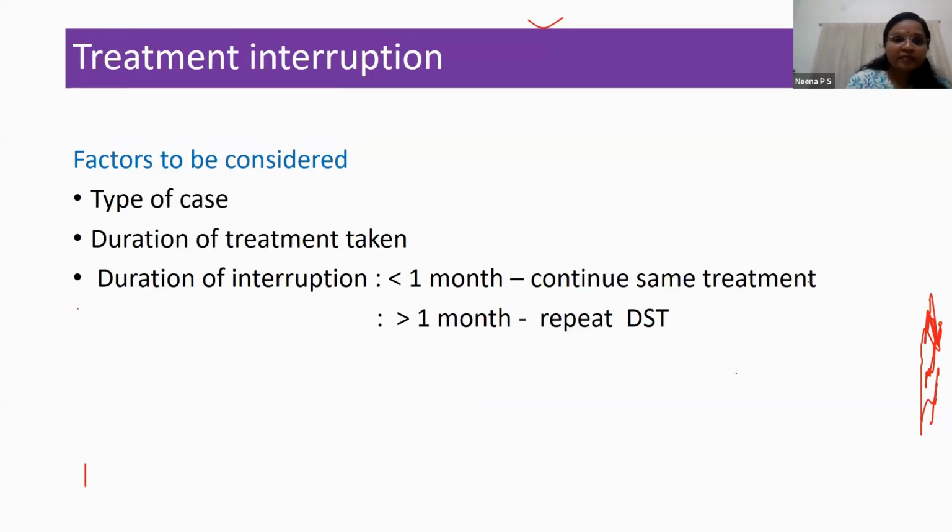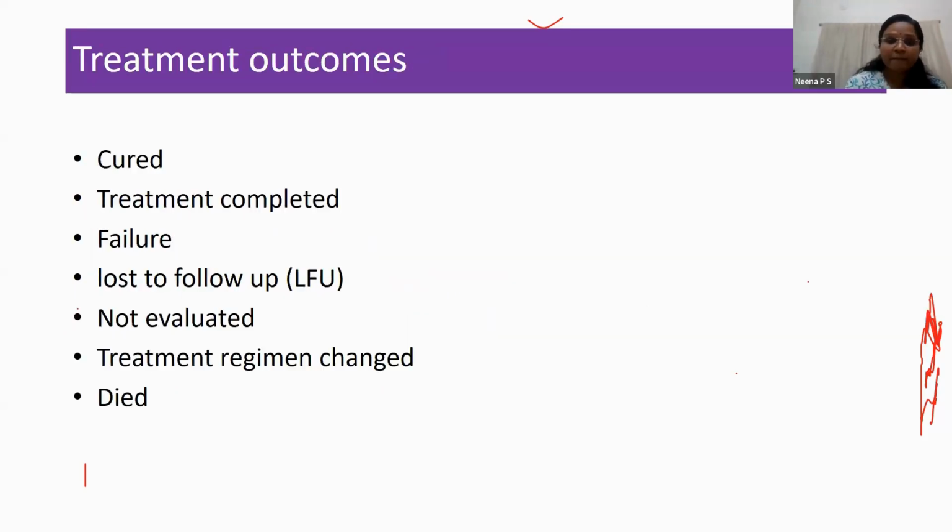So that was about the ADR management. Now, treatment interruption, how to manage. You need to consider the type of the case, whether it's pulmonary or extrapulmonary, the duration of treatment that has been taken by the patient till date, and also the duration of interruption. If the patient has interrupted treatment for less than 1 month, you can continue the same treatment. But if it's interrupted for more than 1 month, then you have to repeat the drug sensitivity test to rule out drug resistance, and only then consider restarting the regimen.